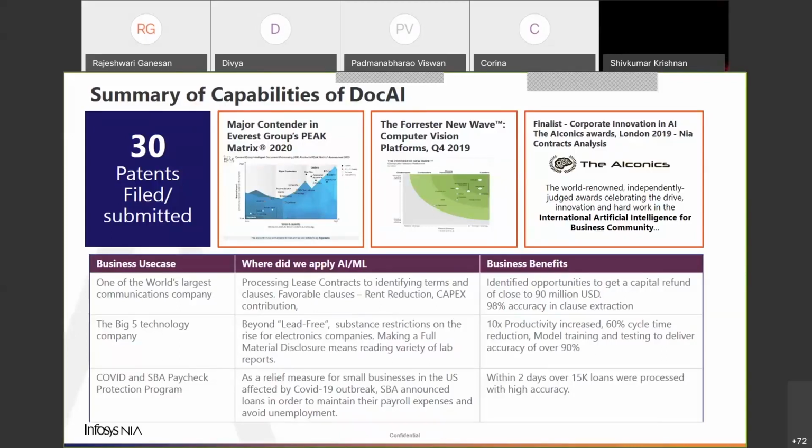The third thing, which happened very recently, is related to COVID, and SBA came up with this Paycheck Protection Program, wherein a lot of small and medium-sized enterprises within the US who were affected by the COVID outbreak could apply for loans. When you submit these loan documents, you submit a lot of IRS forms. So being able to read these documents and find out what information resides in them is also important. Due to the surge of volumes, we had a bank coming to us, and we could process about 15,000 loans in a matter of 2 days. So these are the three use cases.